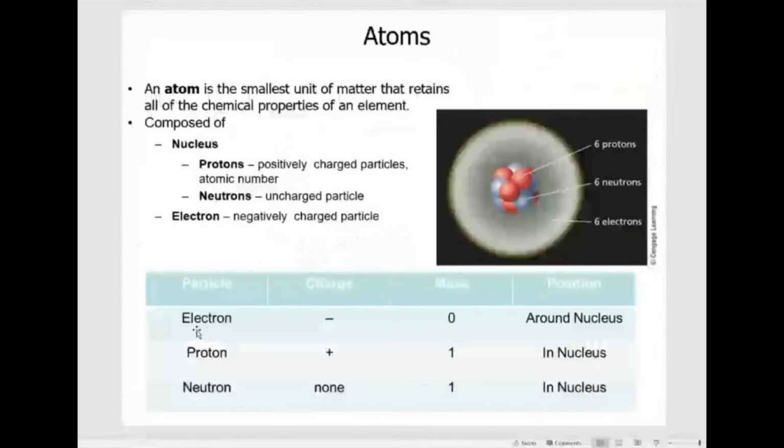All right, now let's move on to atoms. So atoms are pretty important. They're the smallest unit of matter, the smallest building blocks. If you look more closely, there are smaller particles in atoms, but atoms are the unit that can retain all the chemical properties of an element. So we're just going to call it the most basic, smallest unit of matter.